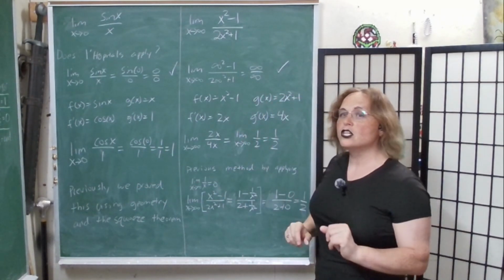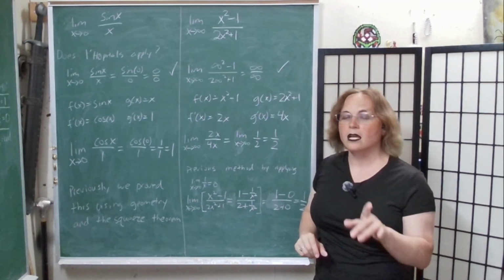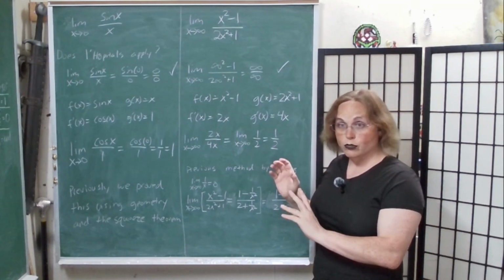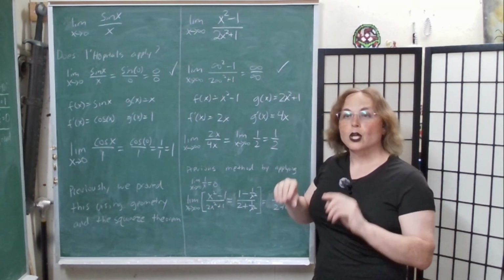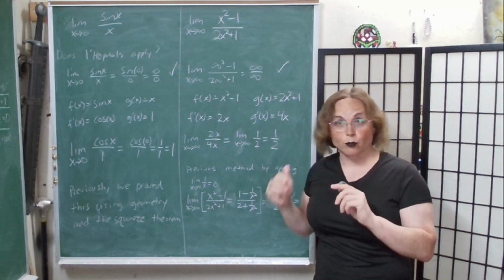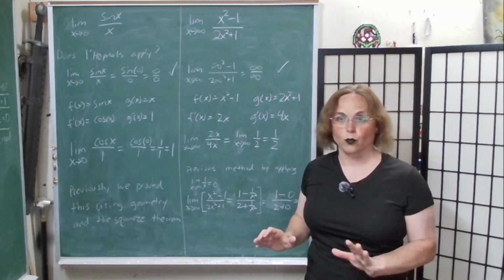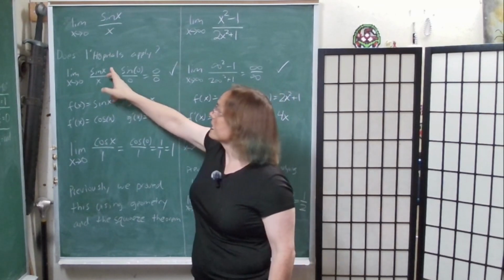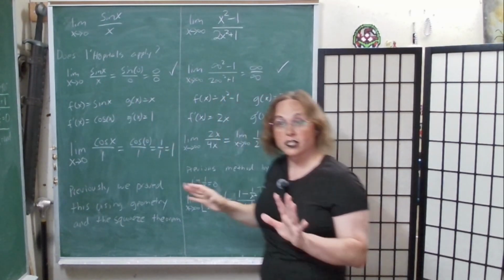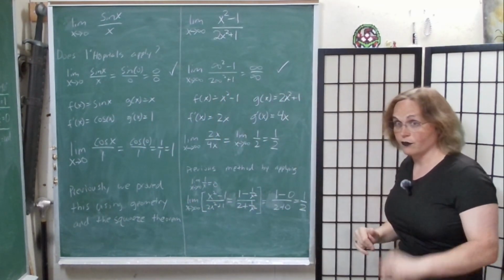Now, it's important to notice that we are not taking the derivative of the quotient. We are taking the quotient of the individual derivatives. So we're not applying the quotient rule here. We do have to take these as individual pieces. This is a different situation. Please do not get them confused.